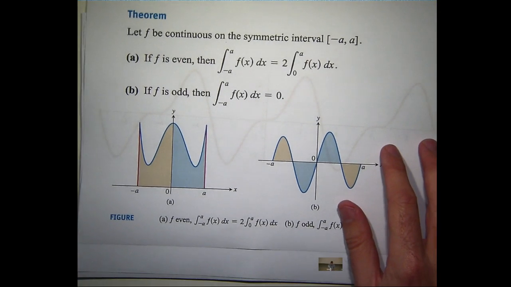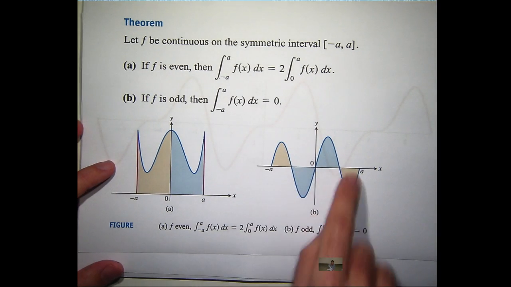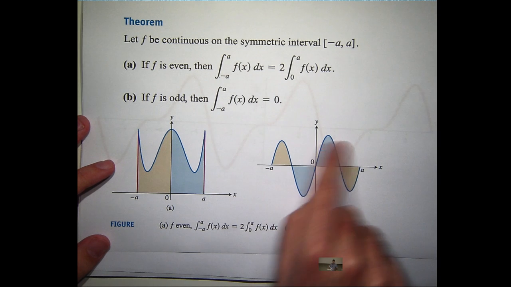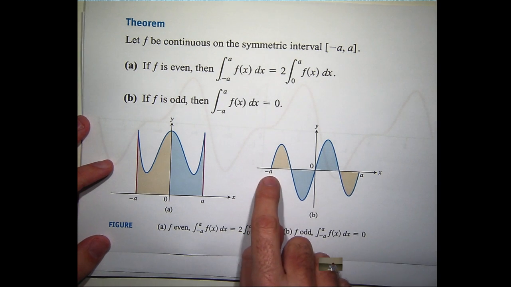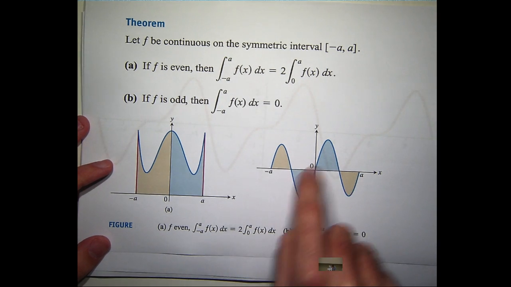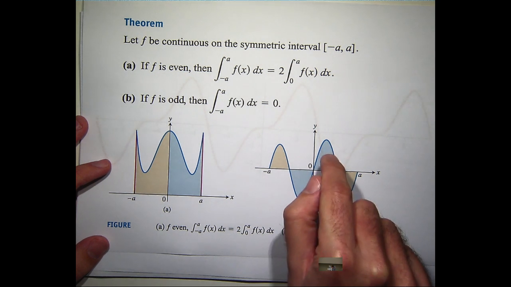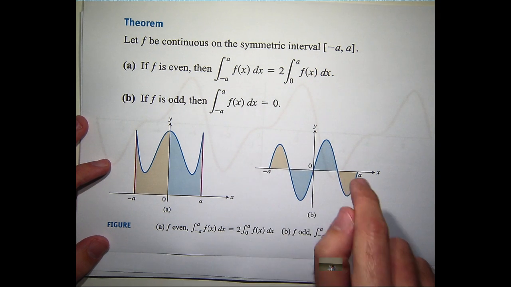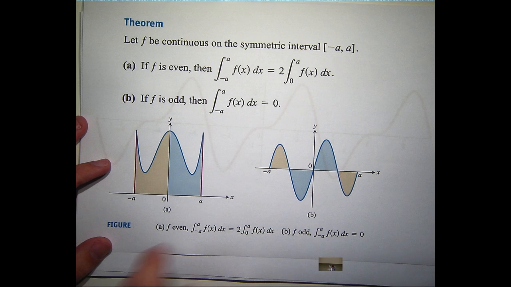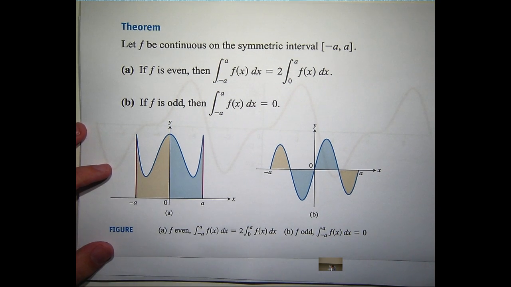Okay, to give you an idea of why that's true, suppose this is my function here. This is an odd function, and I'm integrating from, say, minus a to a. See, that area is going to cancel out that area. That area is going to cancel out that area. So the total value of the integral is going to be 0.